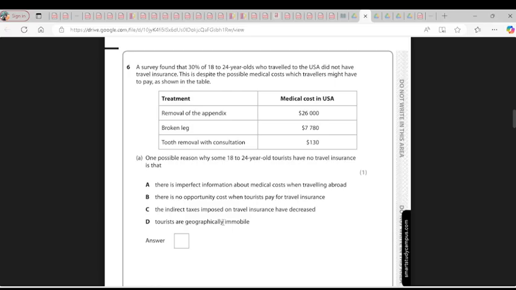Asymmetric information occurs when one economic agent, like the tourist, has more information, or like the insurance provider has more information than the tourist. That is asymmetric information. So in this case, if travelers are aware of this cost, they would have paid for insurance, but they are not aware. That might be the reason why they are not applying or paying for insurance.